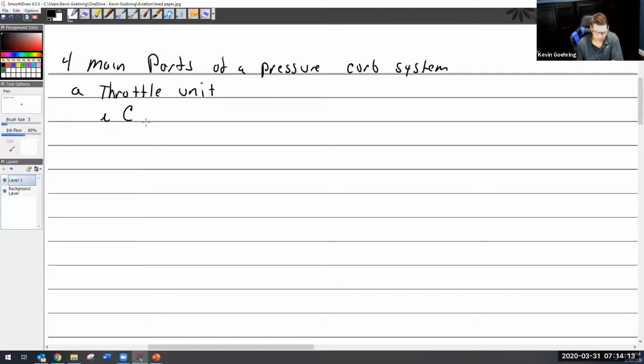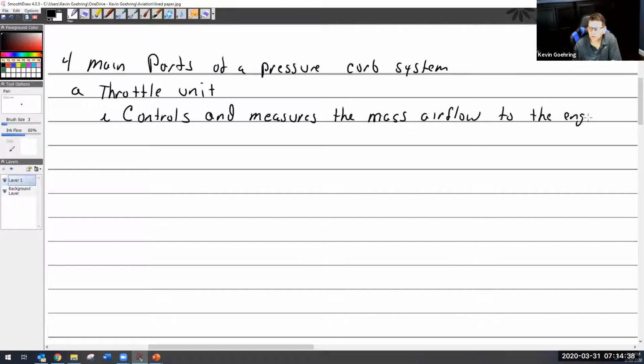So it controls and measures the mass airflow to the engine. And I pulled this out of a book.